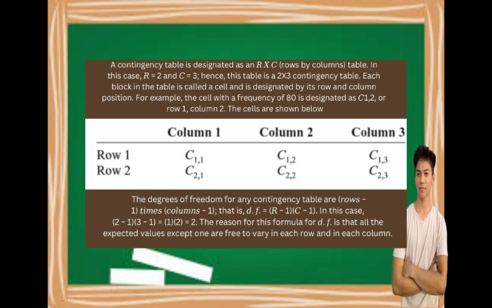The degrees of freedom for any contingency table are rows minus 1 times columns minus 1. And that is the degrees of freedom, which equals R minus 1 times C minus 1. In this case, 2 minus 1 times 3 minus 1 equals 1 times 2, which equals 2. The reason for this formula for the degrees of freedom is that all the expected values except 1 are free to vary in each row and in each column.